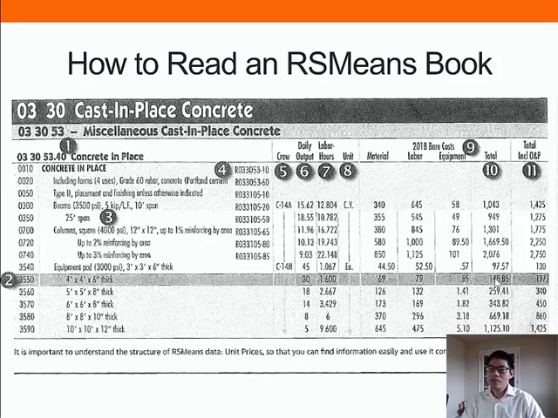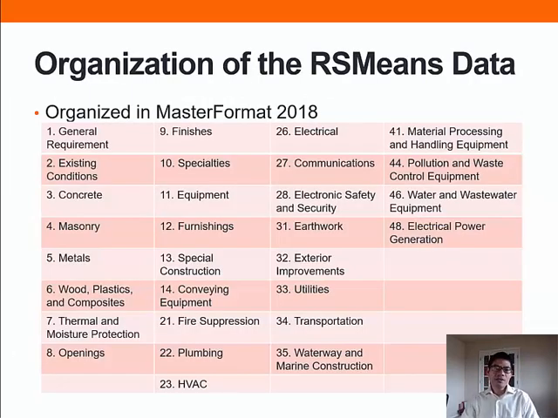The last column is the total, including the overhead and profit. I would not really recommend using the last column because we need the cost of material and equipment for sales tax estimation. The RS Means data are organized in MasterFormat.